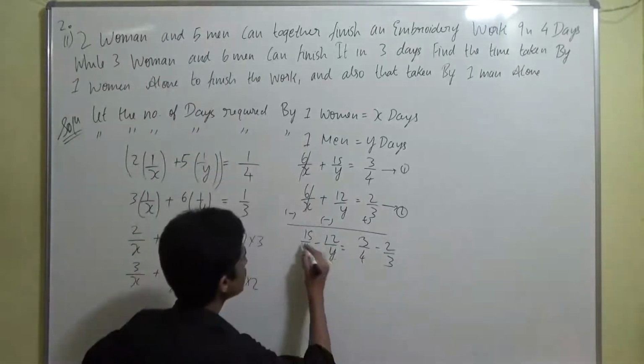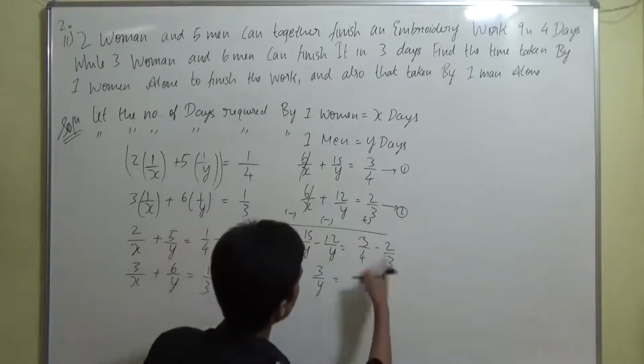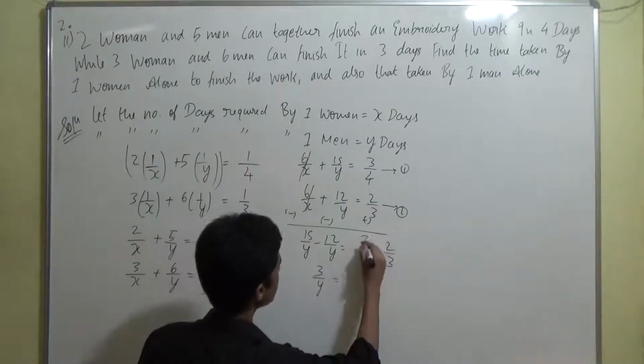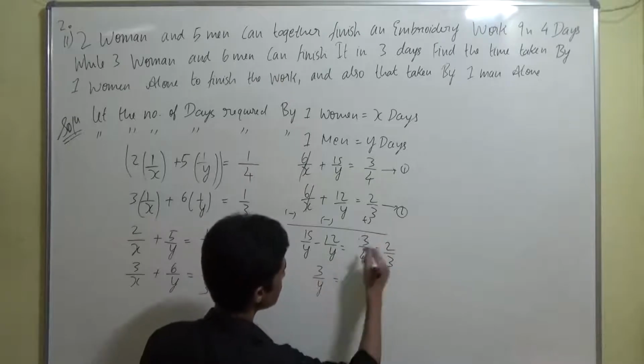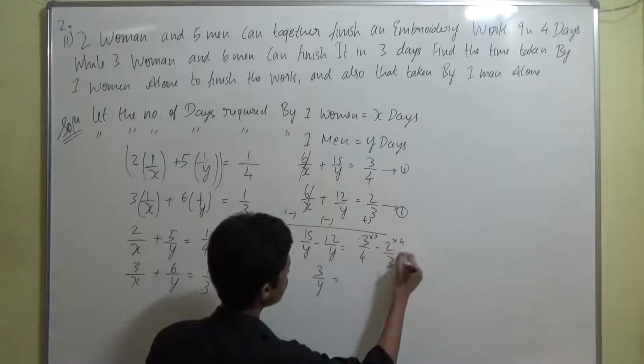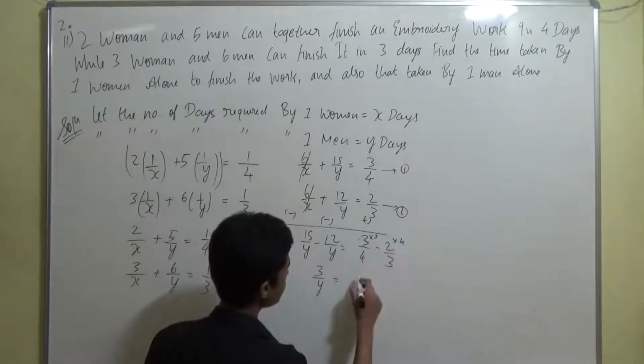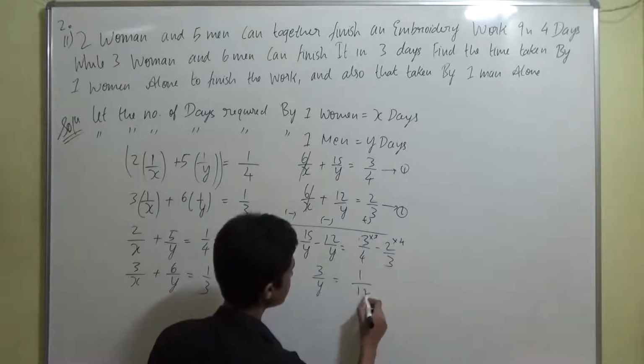This becomes 3 by y, and this becomes, okay, I have to take the LCM now. This one is 3, right? Now this is 4 and 3, let's take the LCM. So this into 3 and this into 4. So this becomes 9 minus 8, that is 1 by 12. Getting it? Because the LCM came out to be 12.